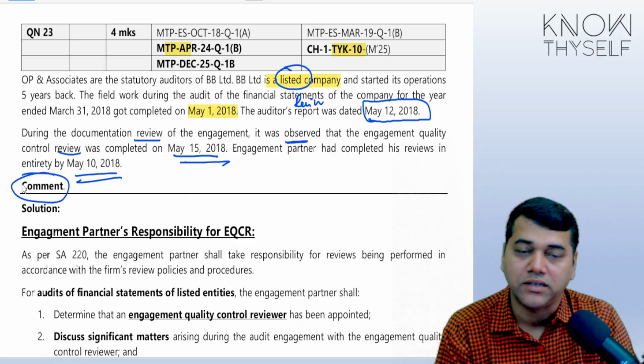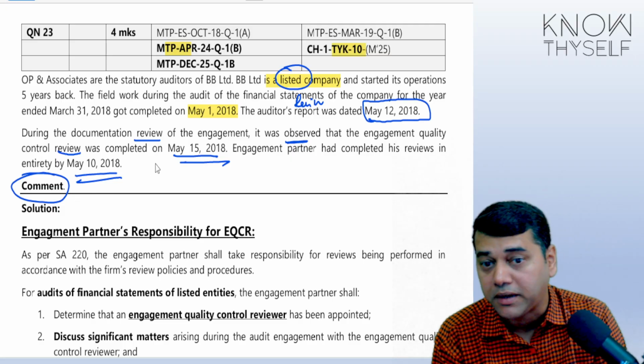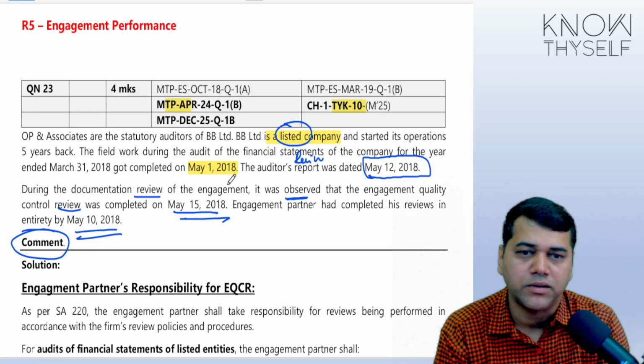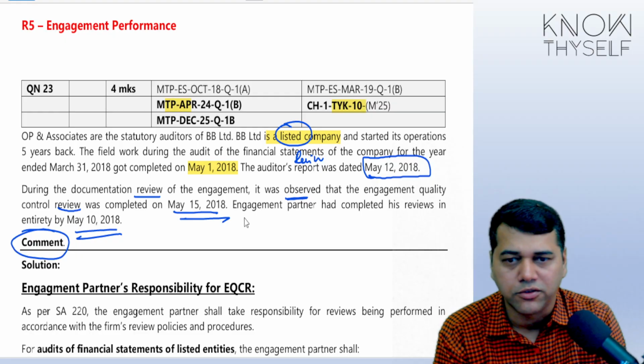They asked for a comment. So what is the comment? I told you, whenever you see the word comment, you have to tell whether the engagement partner is correct or not. He is not correct. Now how do you know which chapter this is from? Yes, from this only, EQCR and all, we'll know that they are talking about the audit also.